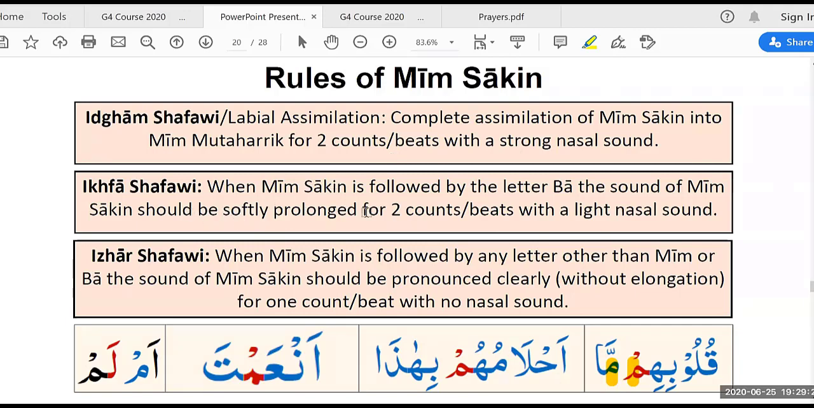Ikhfa Shafi is when Mim Sakin is followed by the letter Ba. In this case, the sound of Mim Sakin should be softly prolonged for 2 counts or beats with a light nasal sound. We can see in the second example, Mim Sakin is followed by the letter Ba. In this case, we are going to do light nasal sound for 2 seconds. Lastly, we have Izhar Shafi. This is when Mim Sakin is followed by any letter other than Mim or Ba. The sound of Mim Sakin should be pronounced clearly with no elongation and no nasal sound.